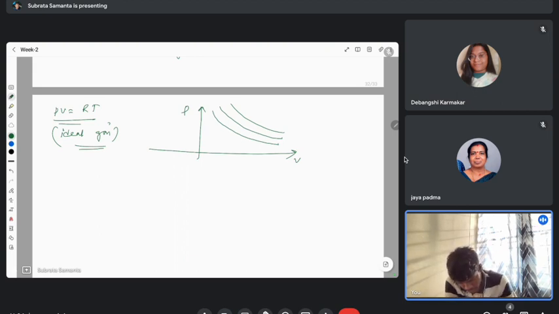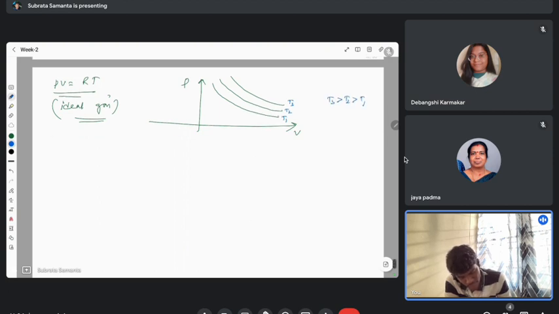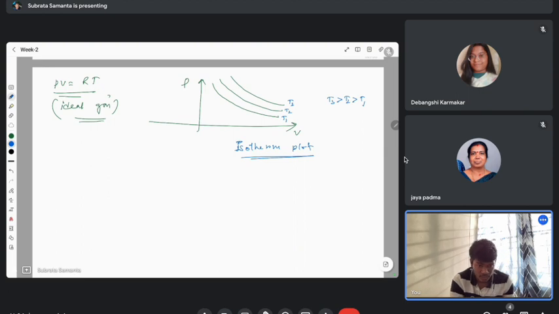So let's denote this curve. Let's say this is T3, this is T2, this is T1. So T3 is greater than T2, which is greater than T1. So this is your isotherm plot. Isotherm curve means that at constant temperatures, how pressure varies with the volumes.